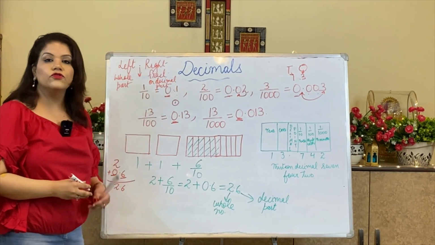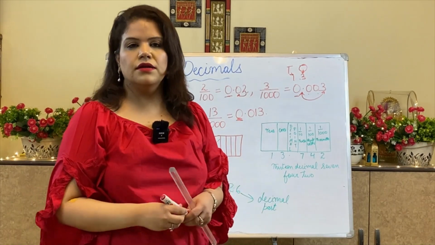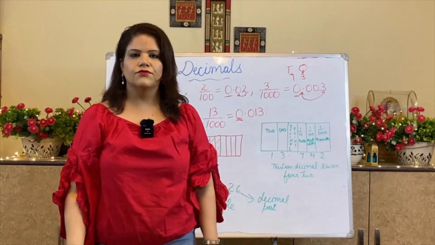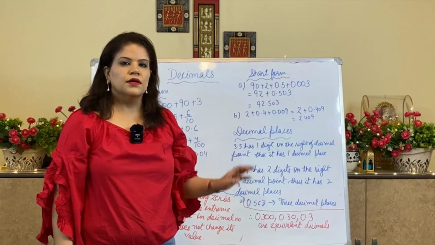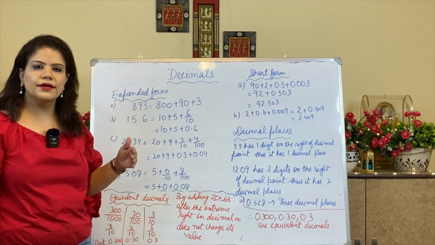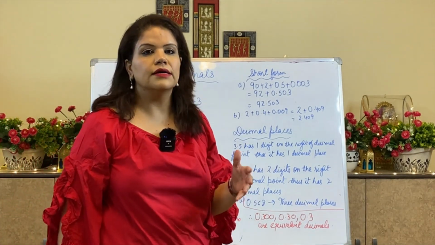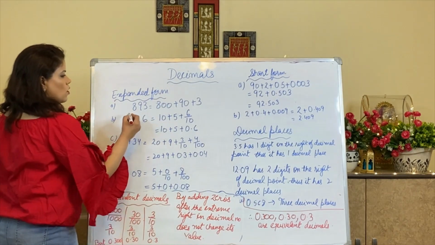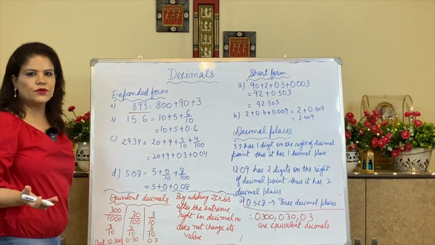So we have two parts in decimal numbers. One part is the whole part, one is the decimal part. Now I am taking the expanded form. How do we write the expanded form in decimal numbers? We know how we were writing it for numbers till now, like 893.